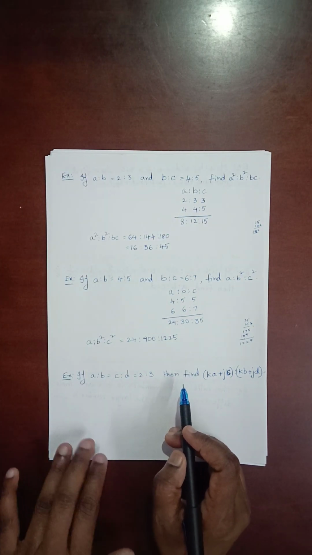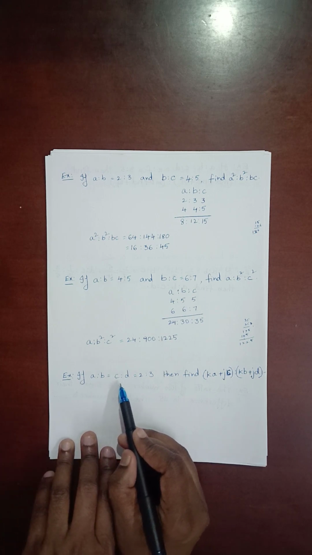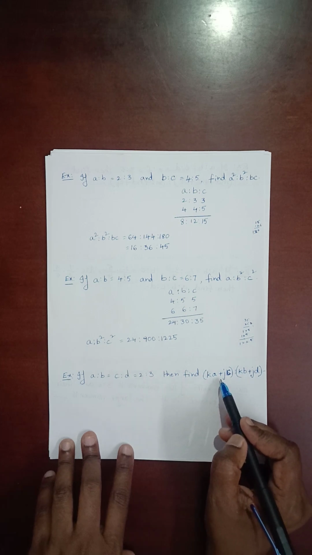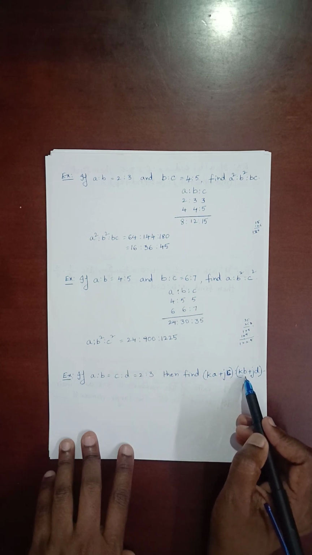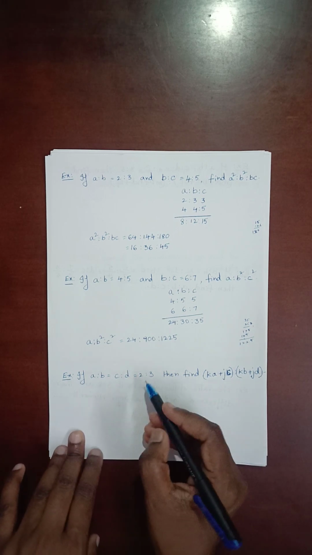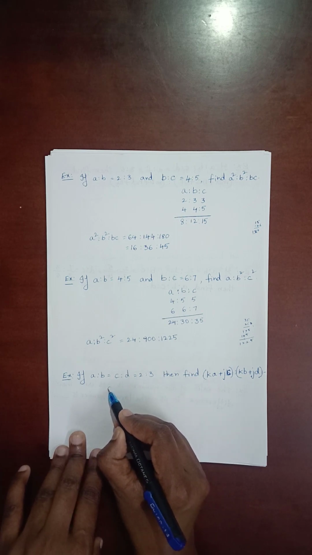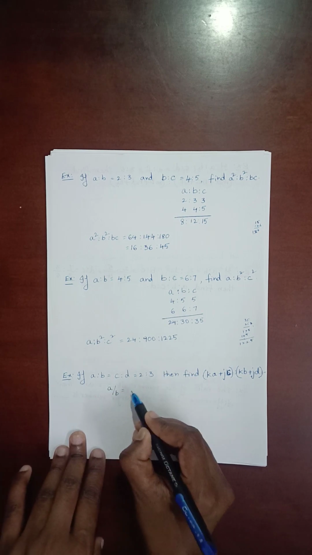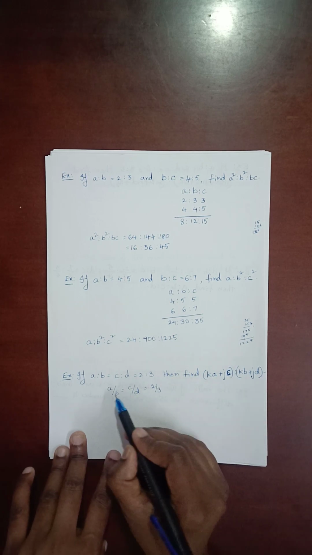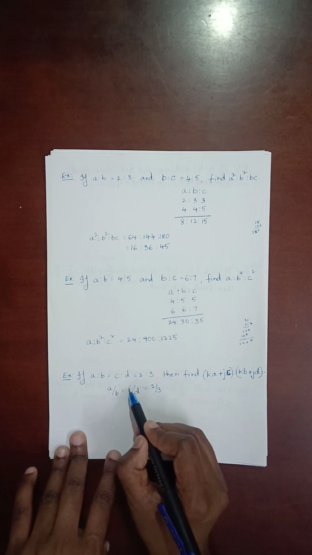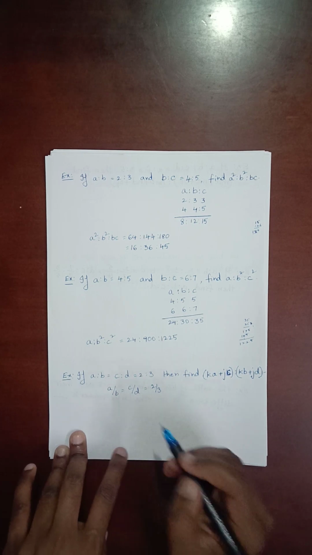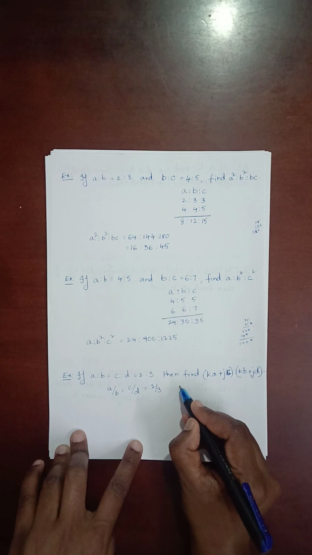Next, coming to this example, if A is to B equal to C is to D, which equal to 2 is to 3, then find KA plus JC is to KB plus JD. So A is to B is equal to C is to D equal to 2 is to 3 means A by B equal to C by D equal to 2 by 3, means A equal to 2, C also equal to 2, B equal to 3, D also equal to 3.